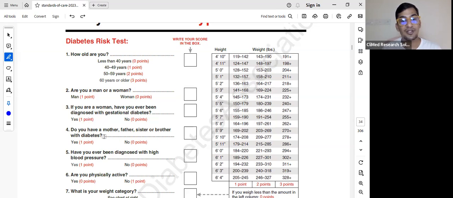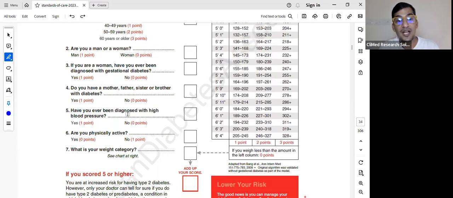Do you have a mother, father, sister, or brother with diabetes? Family history is very important because, as I told you yesterday, onset of type 2 diabetes is 10 years early. If you have a family history, you are 70 to 80% prone to get diabetes. Whether those are parents or grandparents, it doesn't matter. So it is very, very important. If yes, then 1 point.